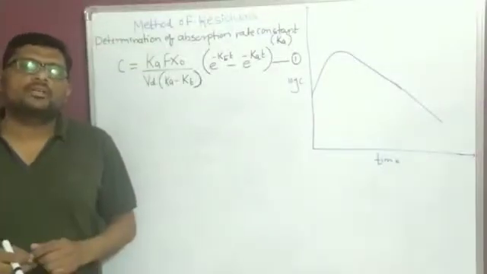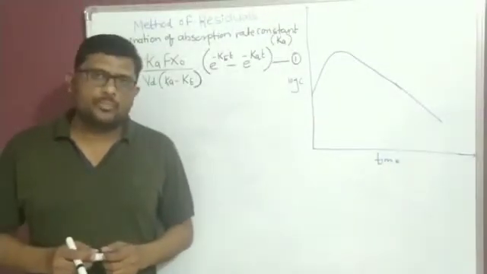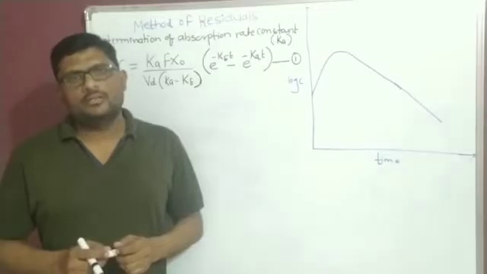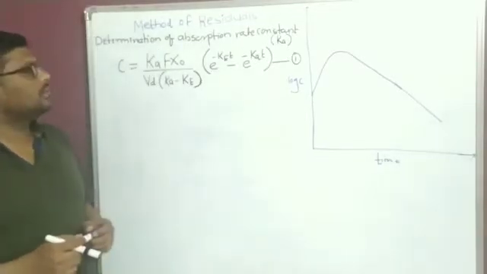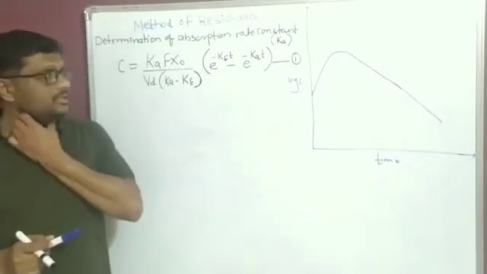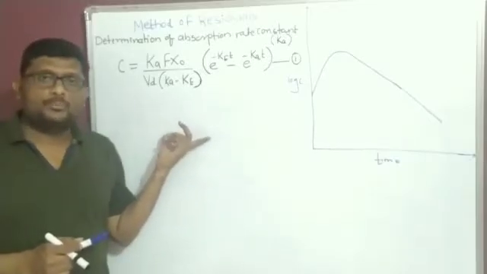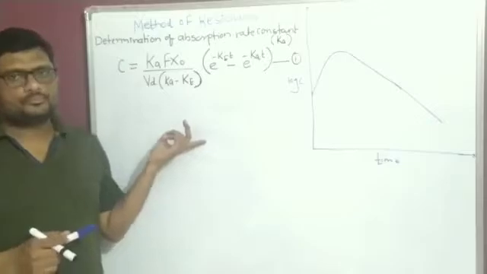The absorption rate constant can be determined by three methods. First, the method of residuals; second, the Wagner-Nelson method; and third, the Loo-Riegelman method. By these three methods, we can determine the absorption rate constant.